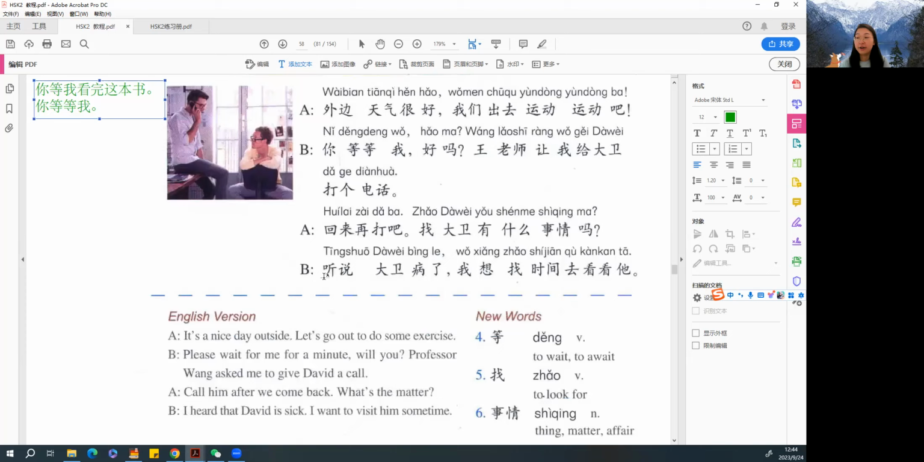And then B said, I heard that 听说大卫病了。听说 means heard. Of course, ignore 我 here, but it's totally fine. 我听说 or just simply 听说大卫病了。我想找时间去看看他。So I want to look for some time to visit him, 看看他。So here we learn a lot of double verb, but this is just a small difference.